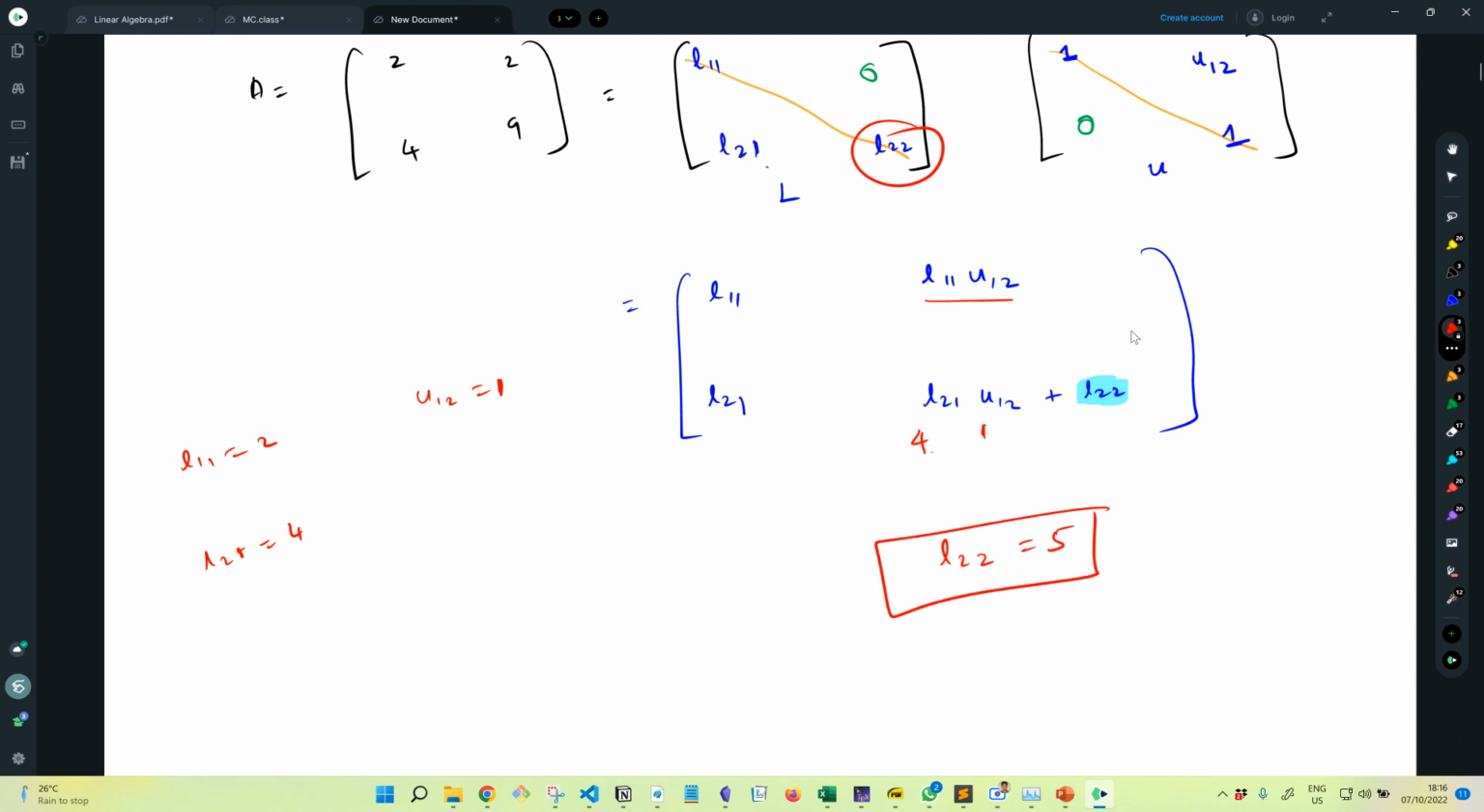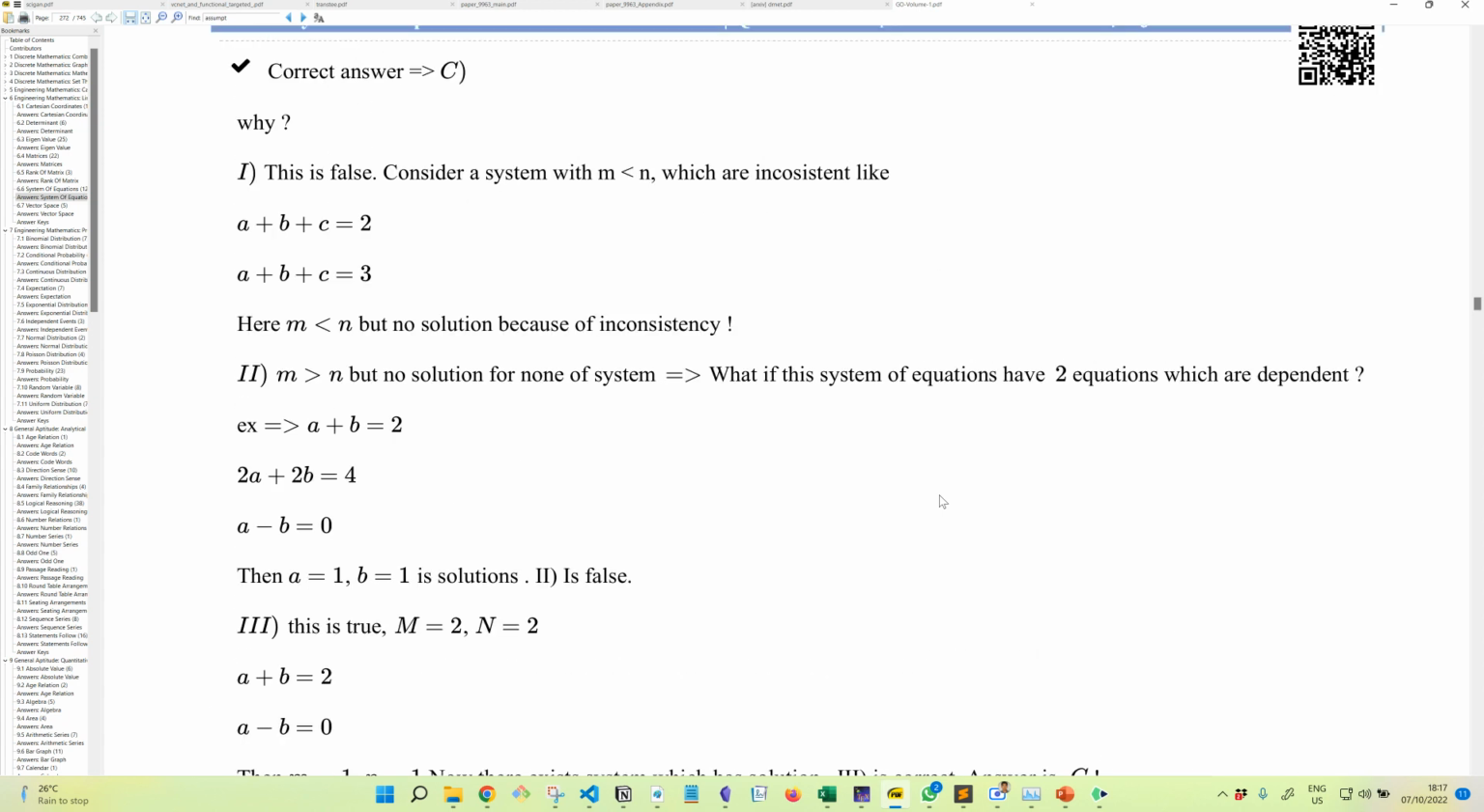Is the solution clear? Yeah. I'll just verify if the solution is correct.